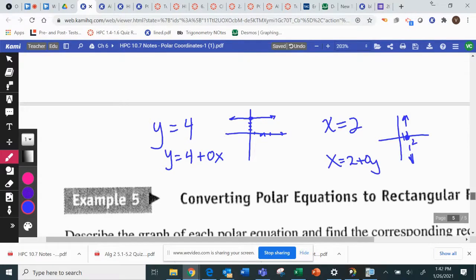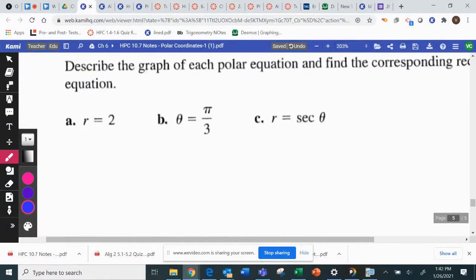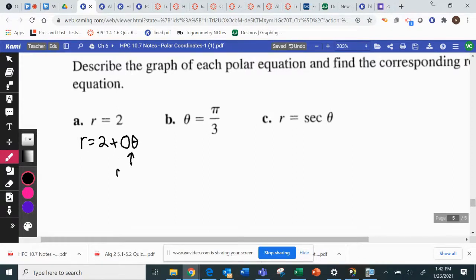So when we see this first polar equation, r equals 2, they're telling you nothing about theta, but the equation could be written as r equals 2 plus 0 multiplied by theta. And that's going to mean that theta is not going to matter. Theta can be anything. So all I know about this is the r is 2, and the r is the radius. What kind of figure is it if r is always 2?